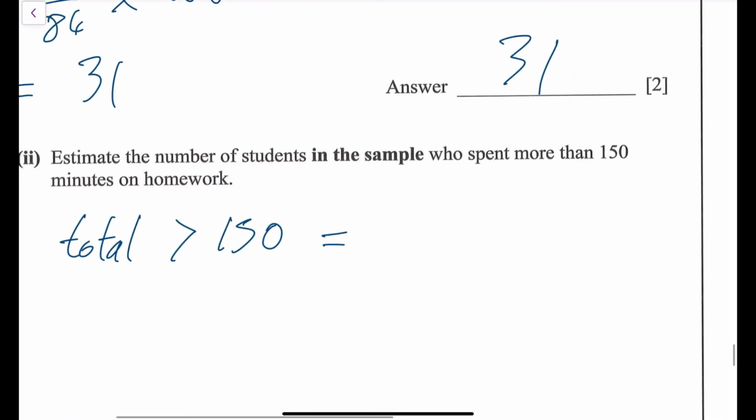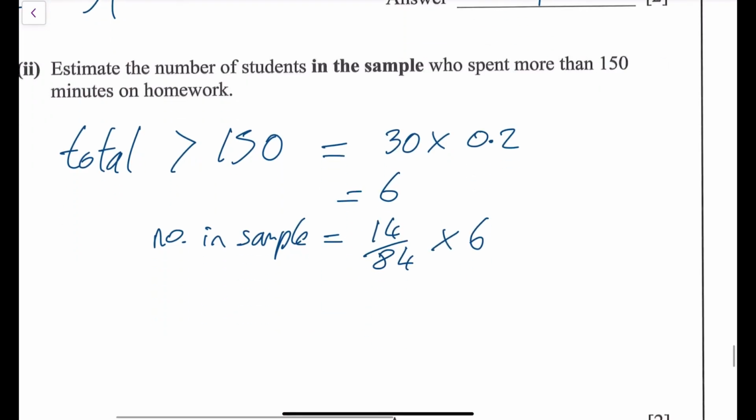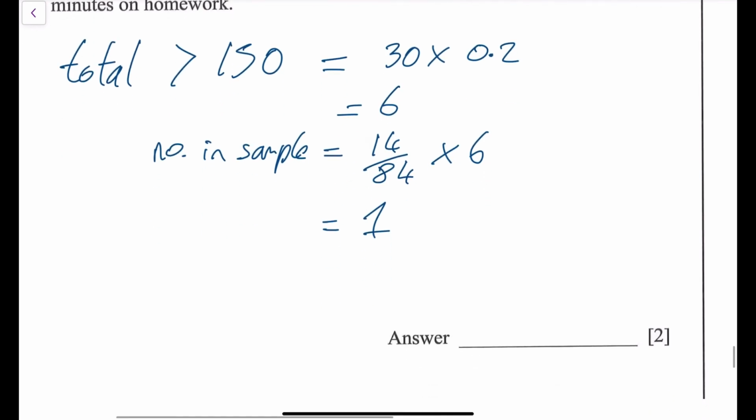So the total number of people greater than 150 was 30 times 0.2, which was 6. That means the number in the sample is in the same proportion as earlier on, so it's 14 over 84, and then times 6. And does that work out bang on? 14 divided by 84 and then times 6? Yep, it works out as exactly 1. So if I got that in an exam, I'd be pretty confident it's right.